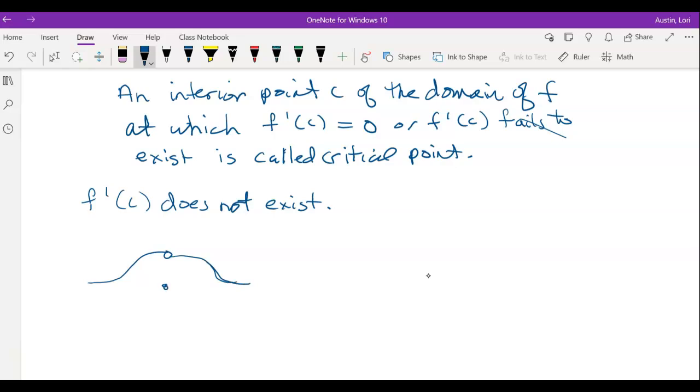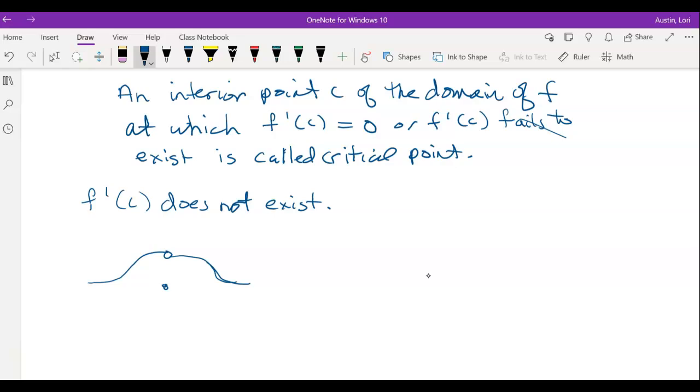A hole in your function. It's not continuous, but it didn't have to be continuous. The derivative doesn't exist. That would be a pretty critical point to know about your graph, wouldn't it? That's a critical point.